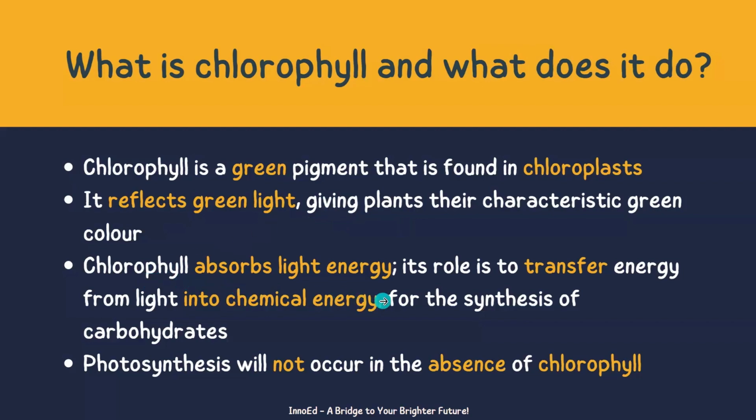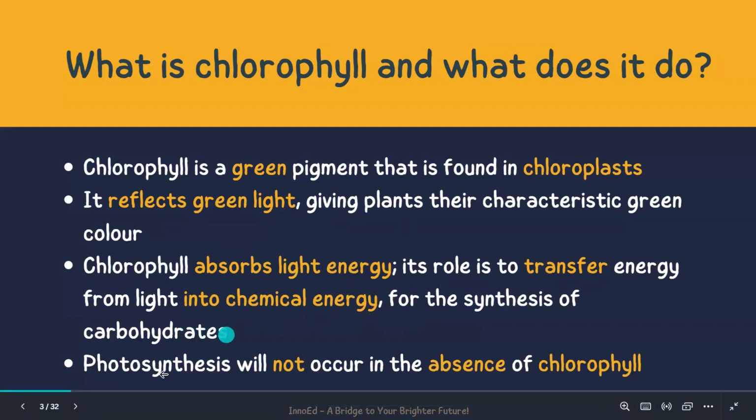Chlorophyll absorbs the light energy. Its role is to transfer the energy from light into chemical energy that will be stored in the form of carbohydrates, such as glucose and starch. Photosynthesis will not occur in the absence of chlorophyll. For example, the cells in the roots do not have chlorophyll. That's why they cannot do photosynthesis.